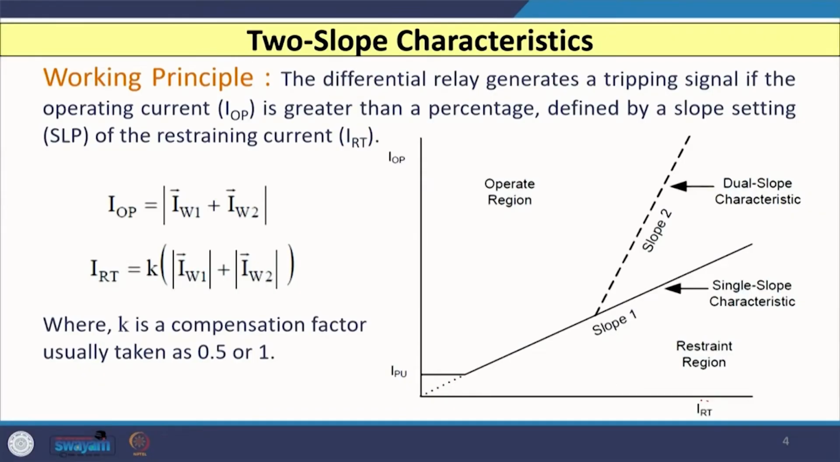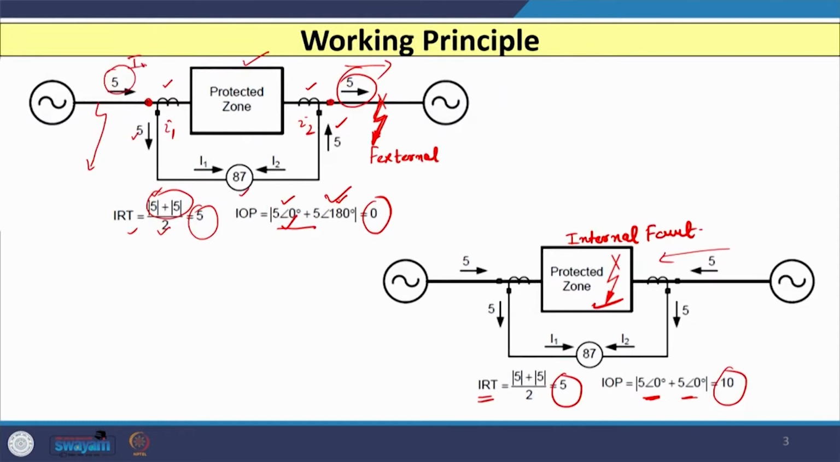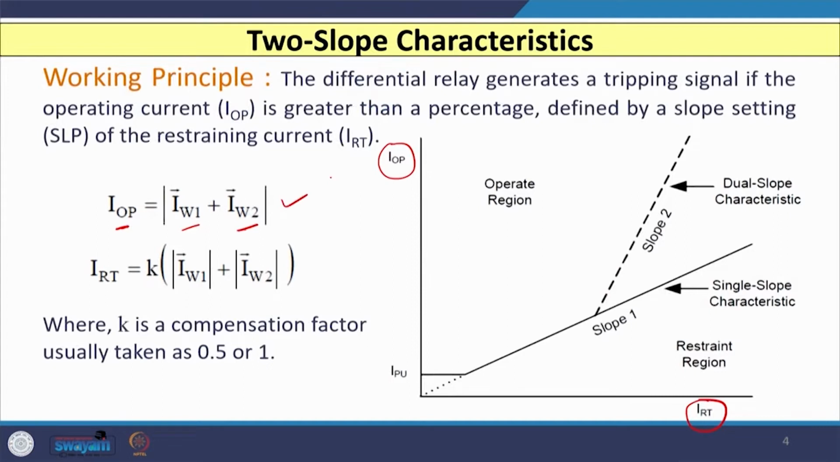Now, if I represent the operating quantity and restraining quantity of the digital relay, where the operating quantity is the vectorial addition and the restraining quantity is the scalar addition, in terms of the relay characteristic, considering restraining current on the x axis and operating current on the y axis, then we will have the characteristic like this. Your operating current is the addition of the two currents, where I consider this as I W1 and this as I W2. In a generalized way, the restraining current you can write as the scalar addition of I W1 and I W2.